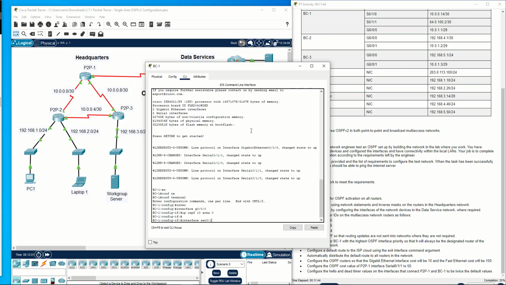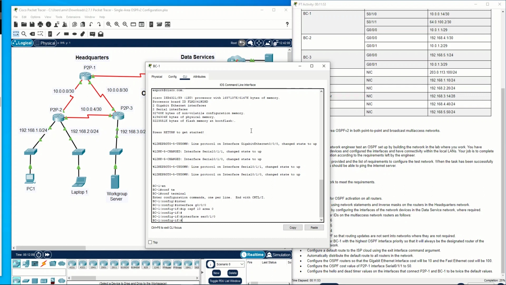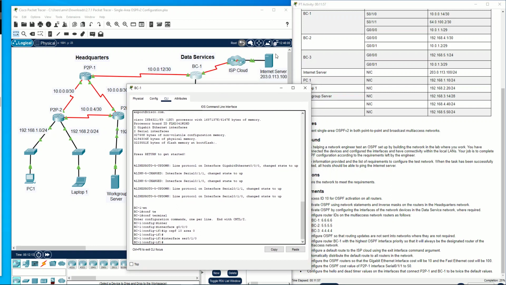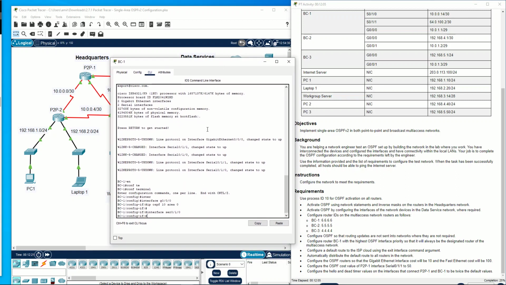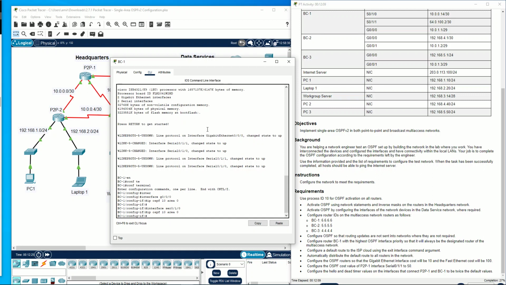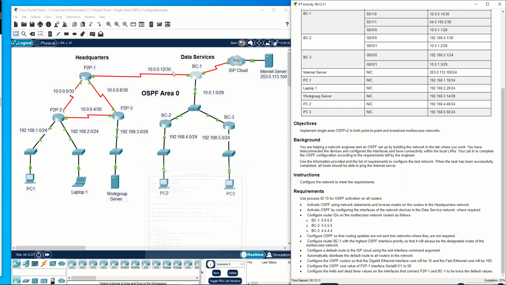I can find out based on the network. Yes, because the network here is 10.0.0.12, this is the network address, and this is the IP address of the PC1 interface. In this situation, you should also activate IP OSPF for these and for these.